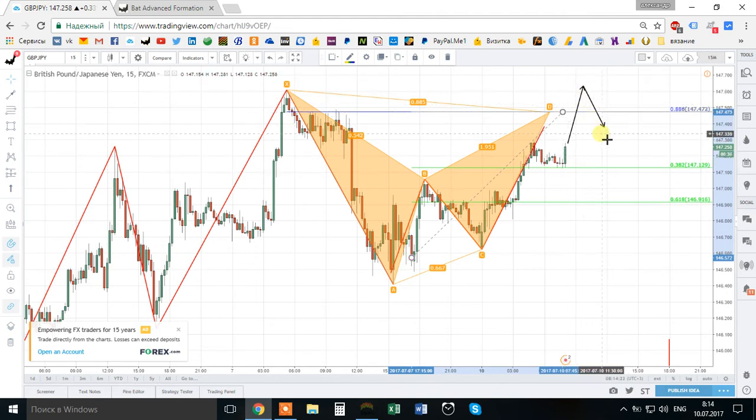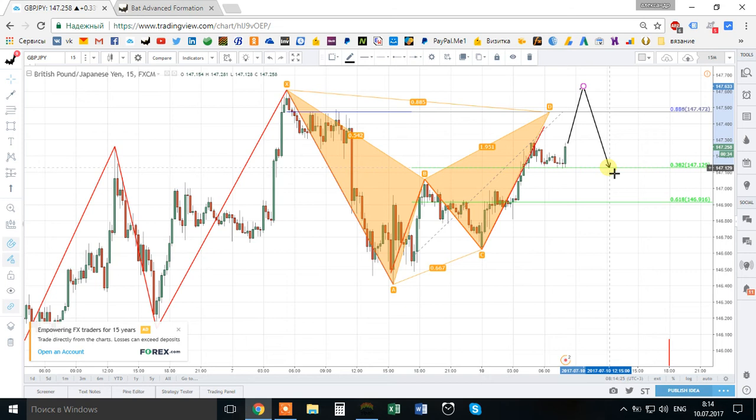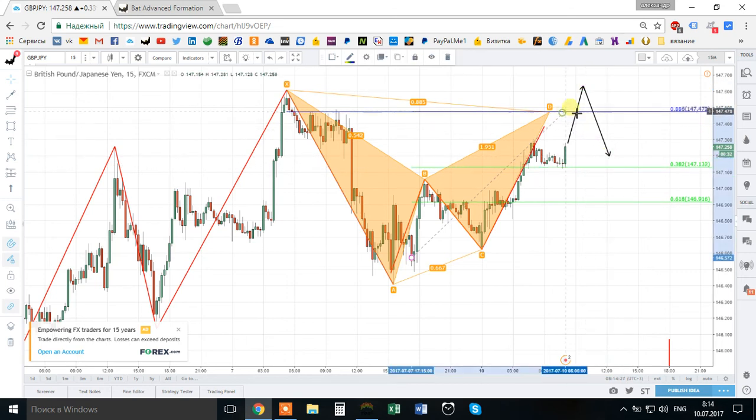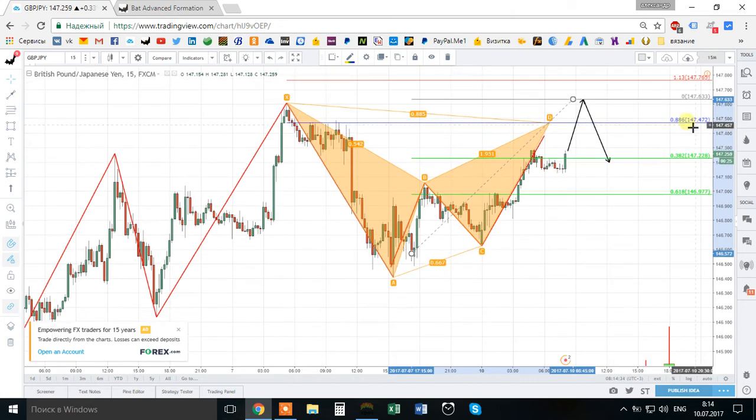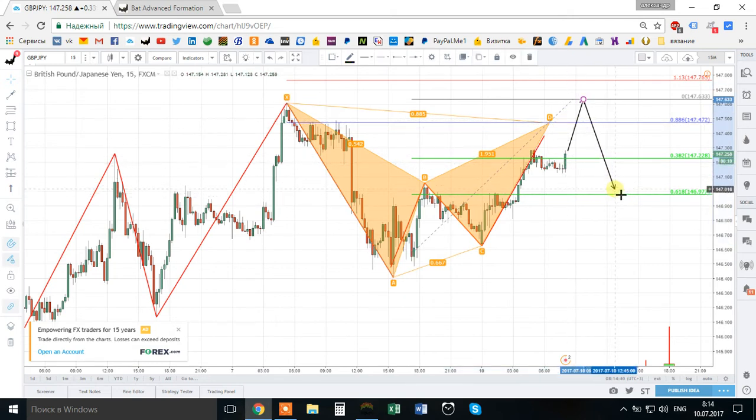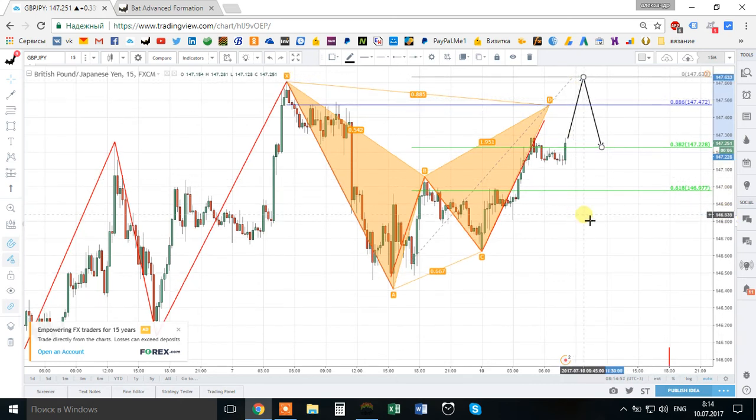And the second trade management rule is about that first target. When you hit the first target, you should close half of your position and move the stop of the rest to break even. Then you are waiting for the second half of your position either to hit that 618 or go back to hit break even. So this is your trade management.